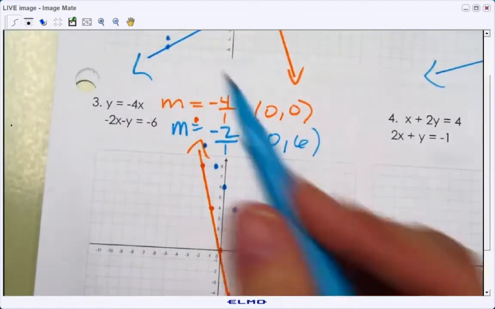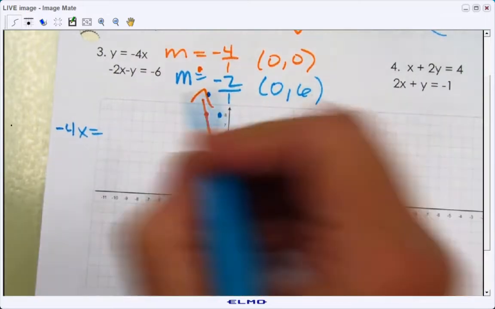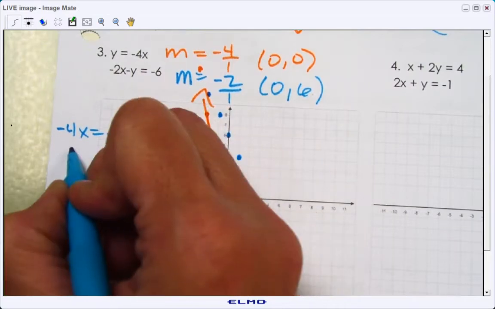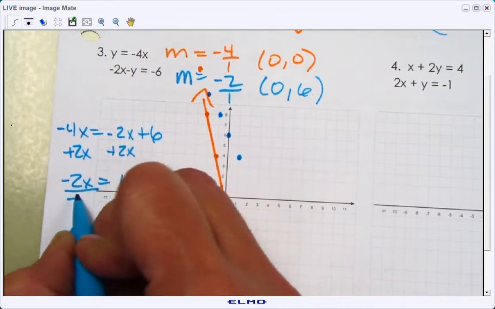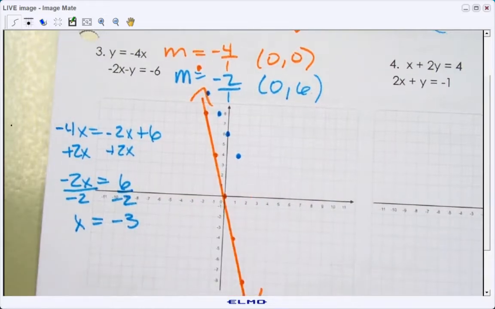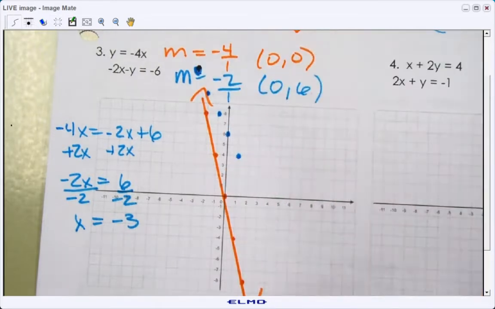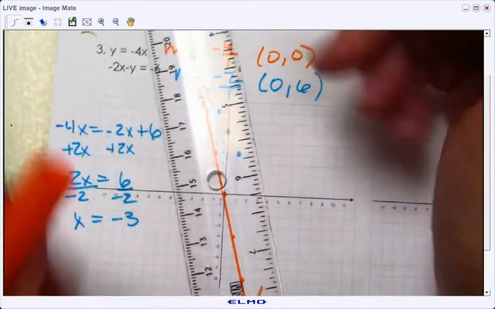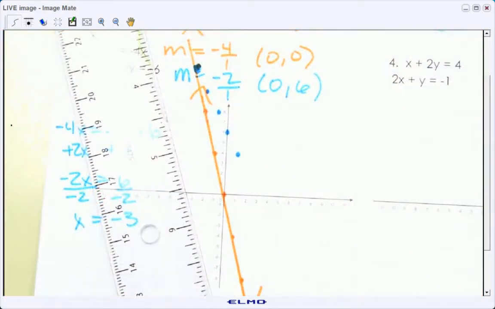Okay, so let's see. If I take negative 4x and I set it equal to negative 2x plus 6, I add, I would get negative 2x equals 6, divide by negative 2. Okay, so they're going to meet when x is negative 3. So right up at this point right here, that's where they would have run into each other. So I needed to make my lines even longer. Actually, Miss Grambois should have just made a bigger graph, is what she should have done.